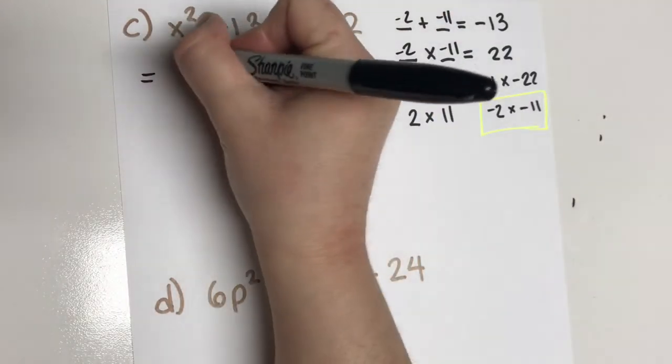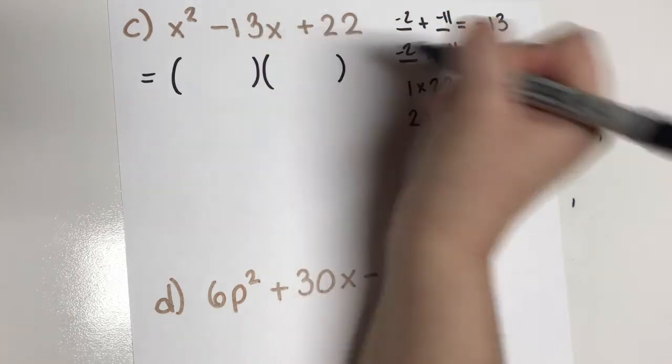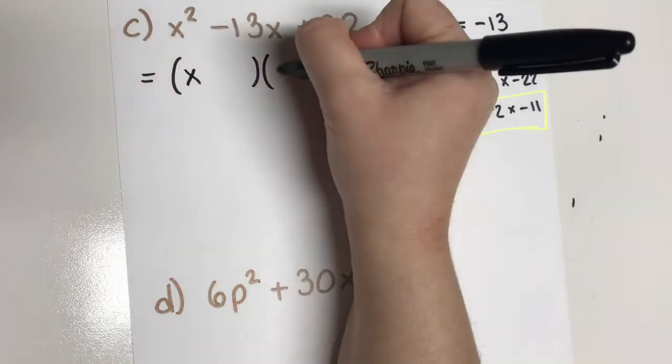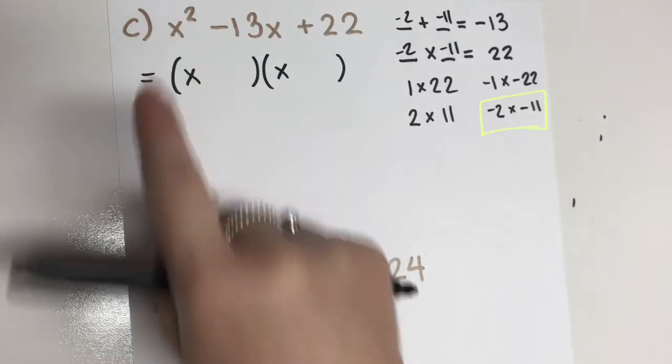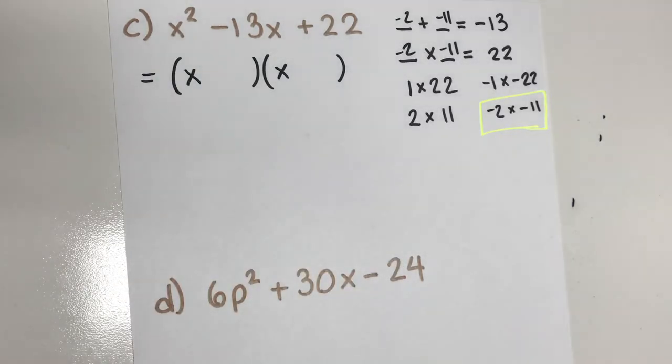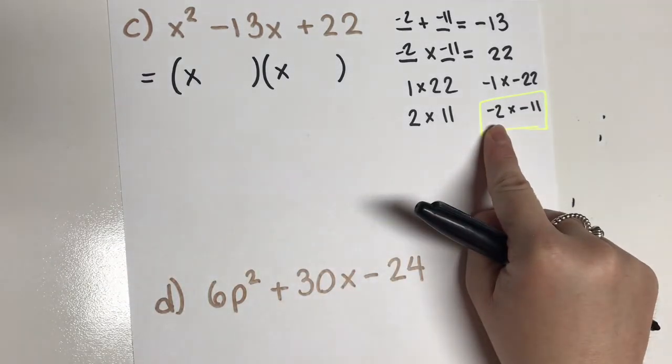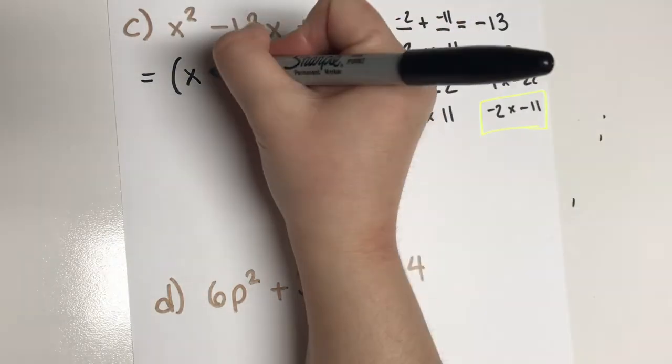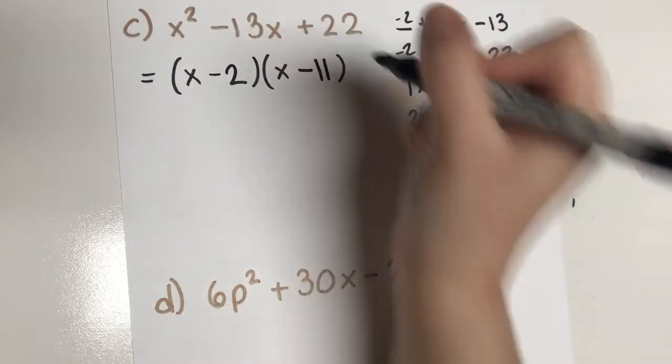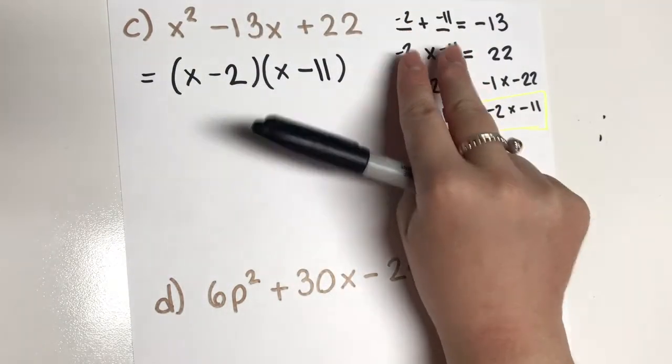So I know that in factored form, I'm going to have two sets of brackets, x and x, because it's a simple trinomial. There's nothing in front of x squared. And I'm going to insert -2 and -11. And it's the same two numbers for both.